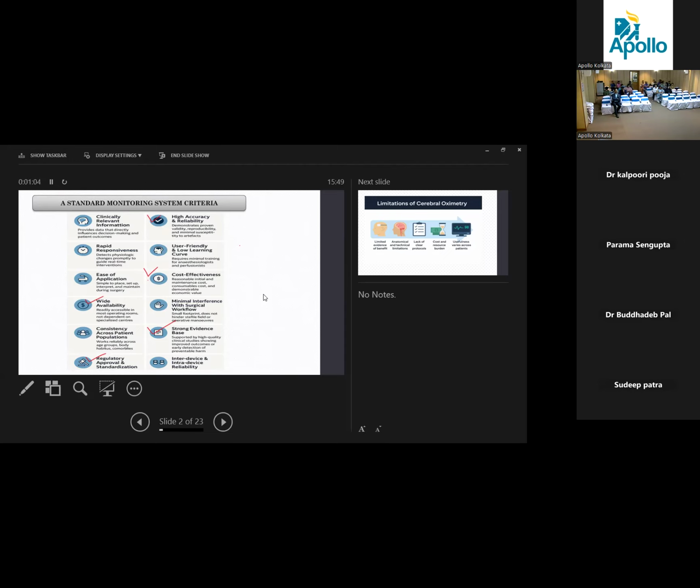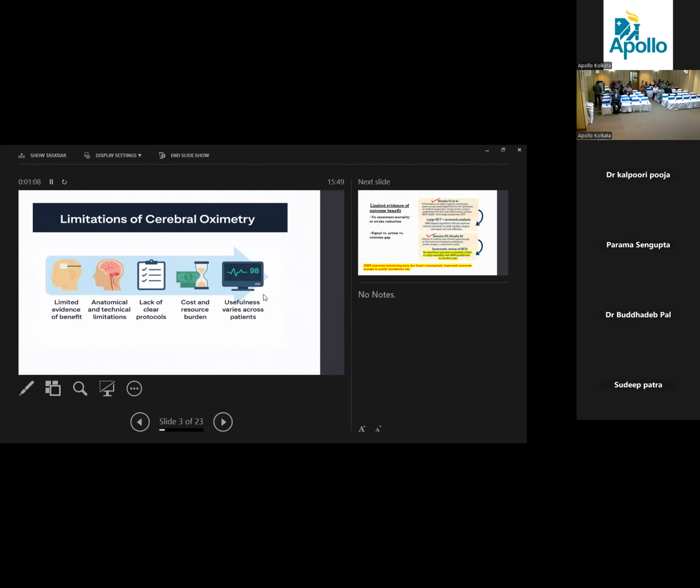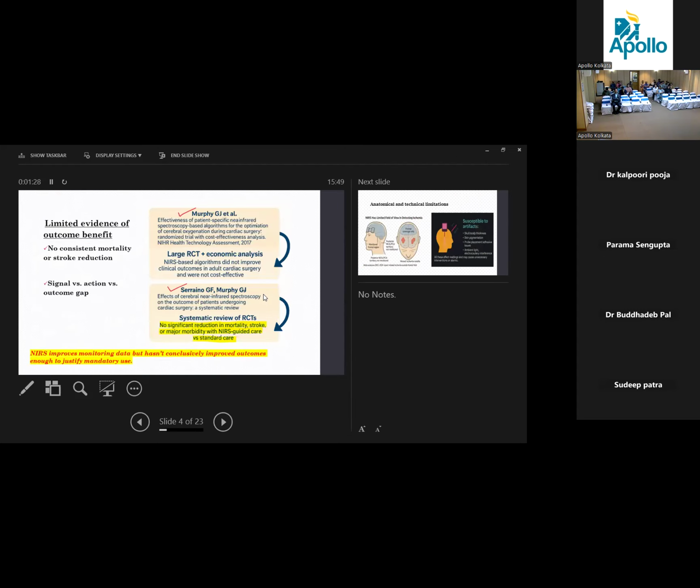Now, when we check all these criteria in cerebral oximetry, we do find that there are certain limitations. The limitations of cerebral oximetry are limited evidence of benefit, anatomical and technical limitations, lack of clear protocols, cost and resource burden, and usefulness that varies across patients. So, let's talk about each point.